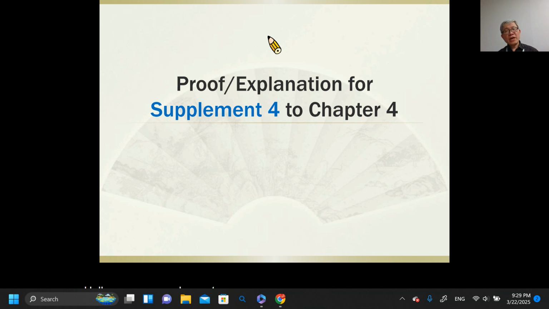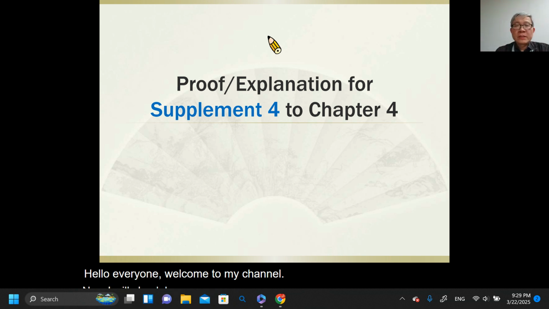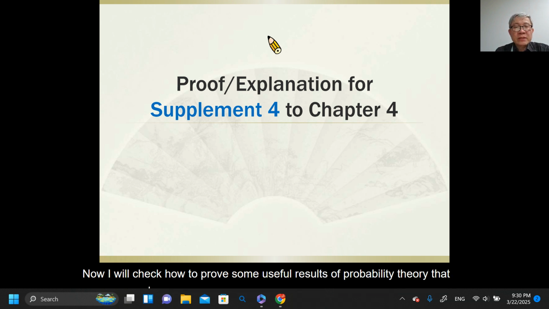Now I will check how to prove some useful results of probability theory. That says we need to put some results into supplement 4.